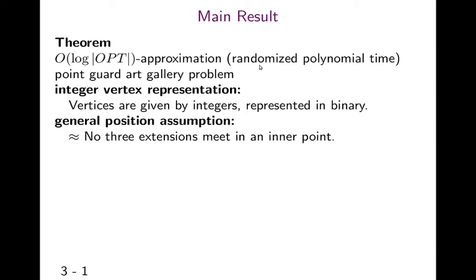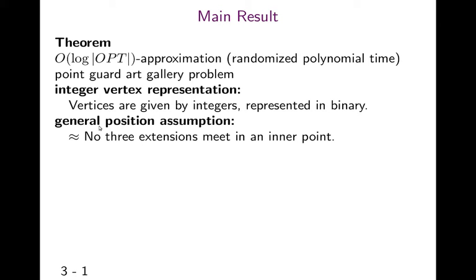It works in randomized polynomial time, polynomial in the size of the input. And it has 2 mild assumptions. The first one is that the vertices are represented by integers in binary. You could also ask for rationals, it's the same, but real numbers would not work for us. But we think it's realistic because computers work with integers and not with infinite precision, but only with finite precision.